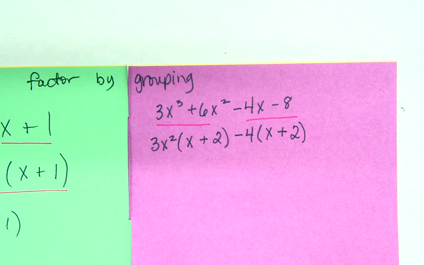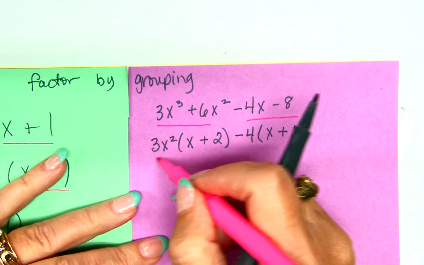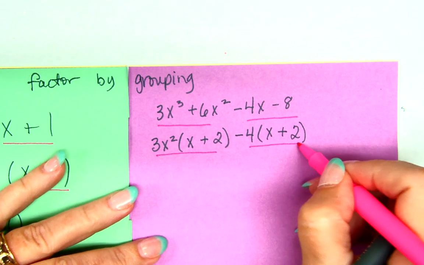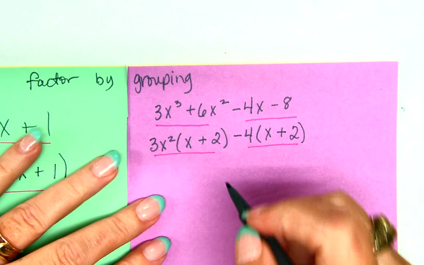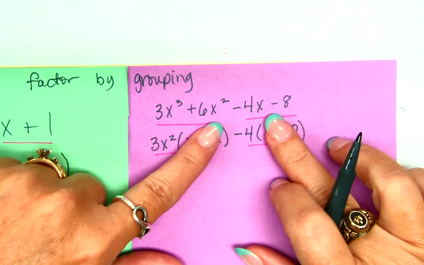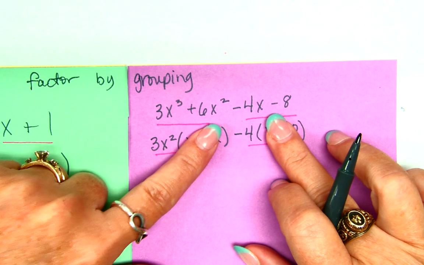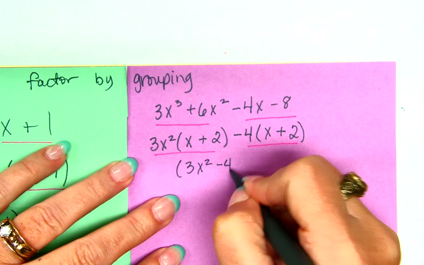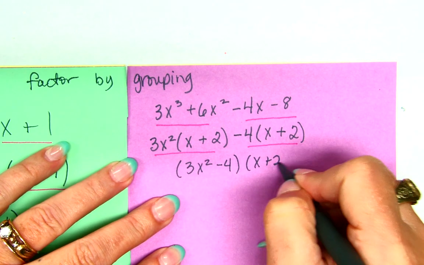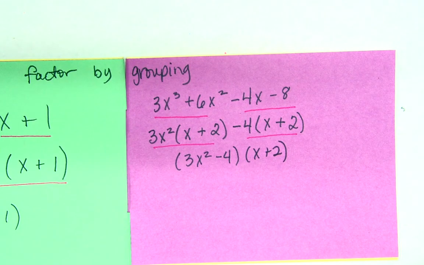Everybody good? Now looking at these 2 terms, 1 and 2, what's common in those 2 terms? x plus 2. And what would be left over if I factored out an x plus 2? Okay, so 3x squared minus 4, and we factored out an x plus 2 from each term. What did I just do different? Isn't that what he was asking a minute ago? Is that okay if I write it that way?